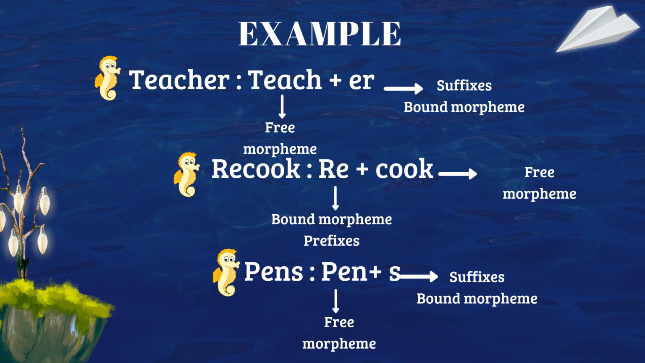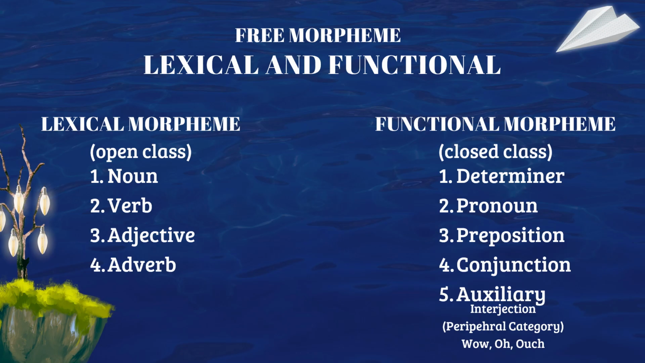And the last example is pens. We split it into pen and s. Pen is a free morpheme. S is a suffix and a bound morpheme. And next is free morpheme, lexical and functional.